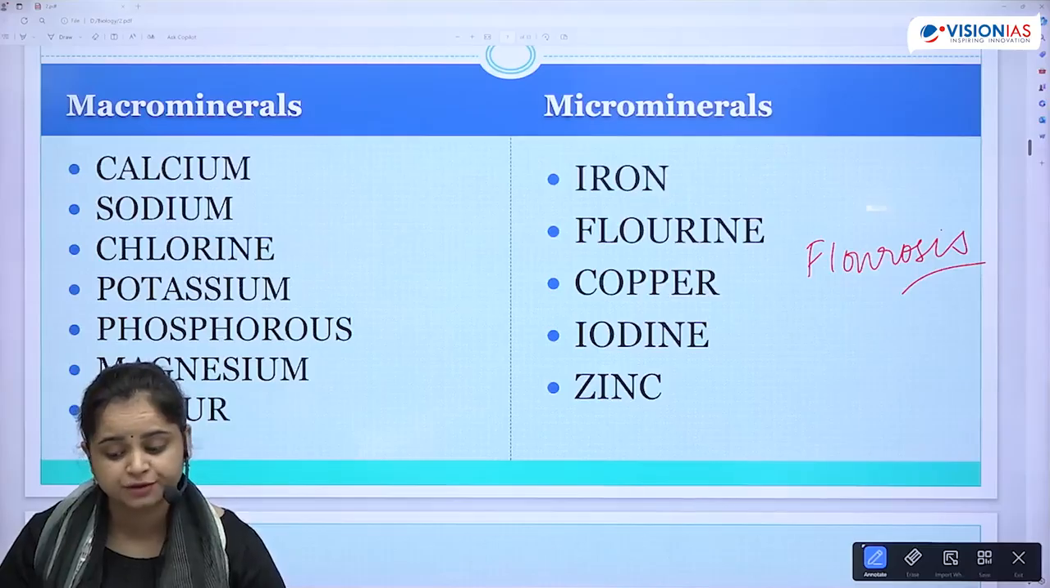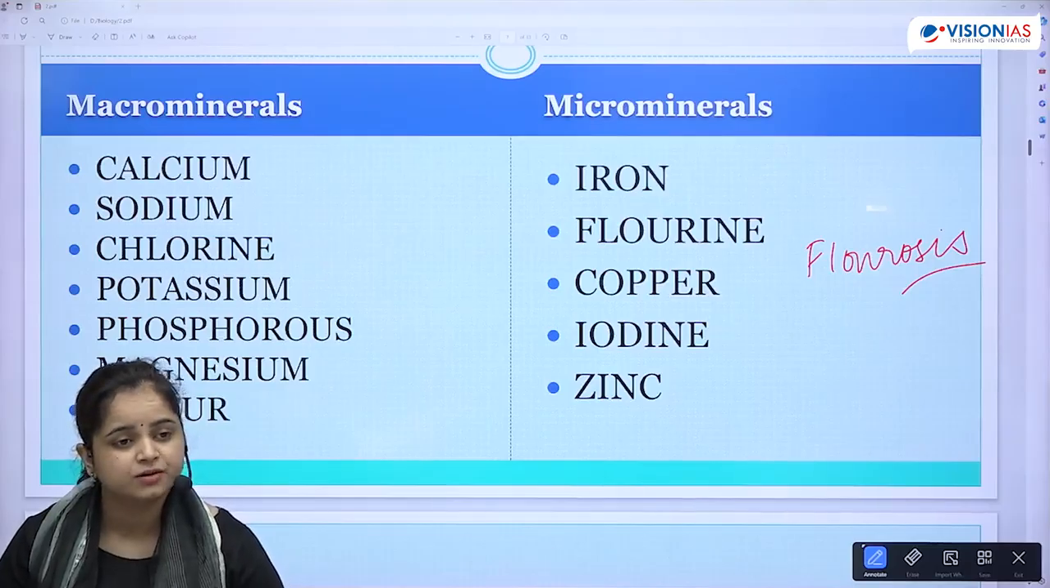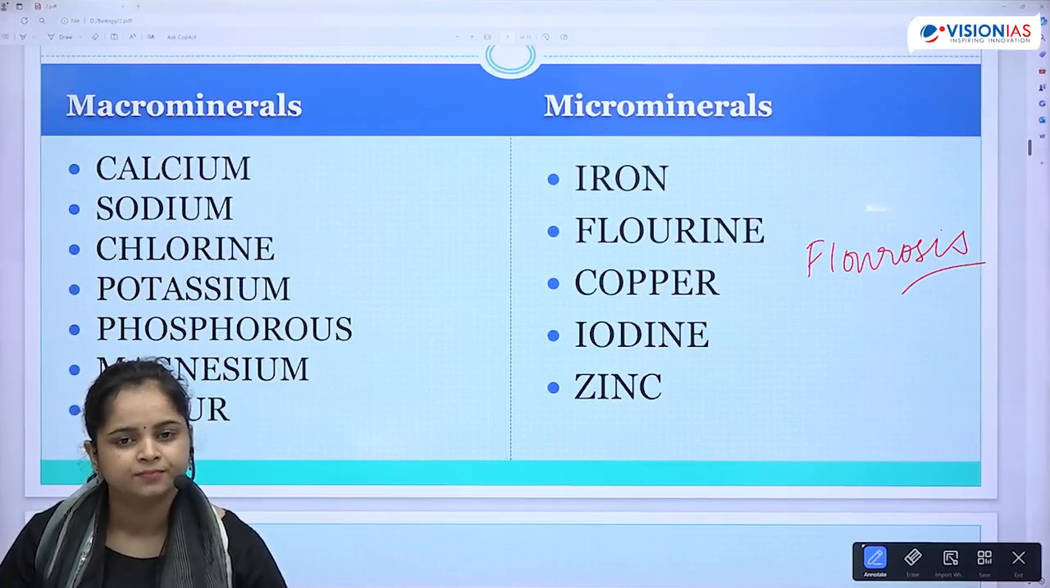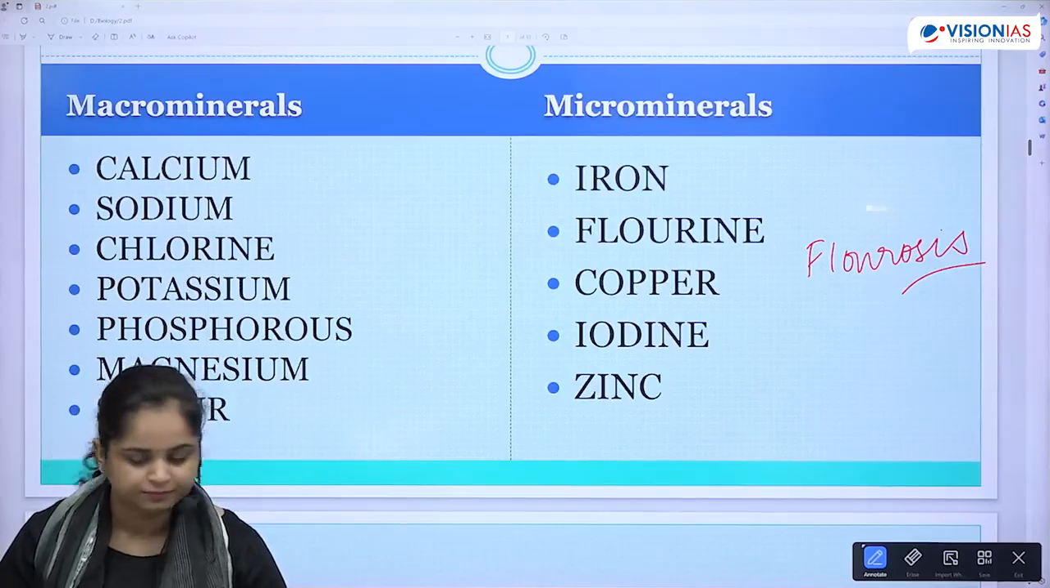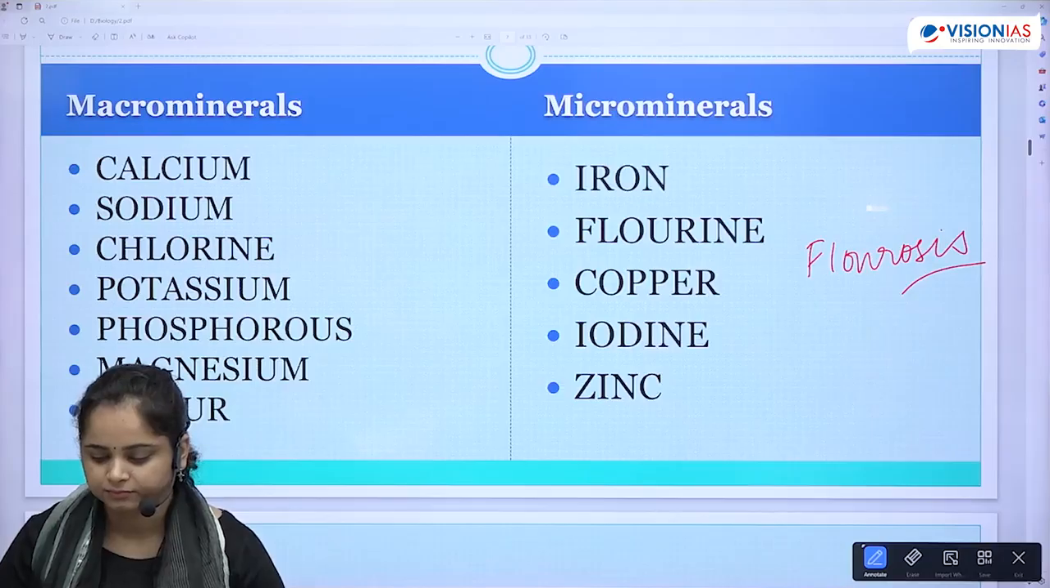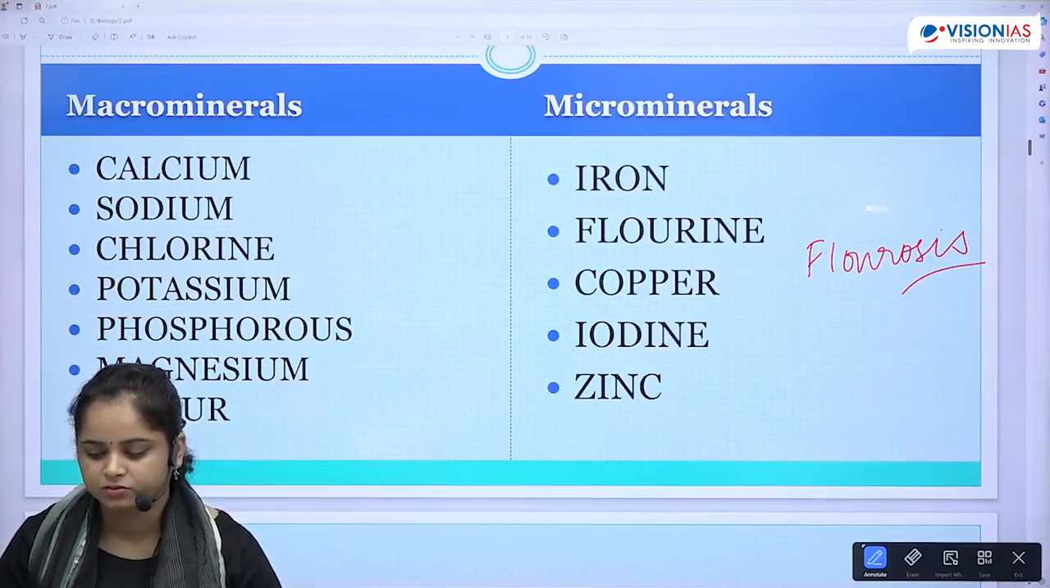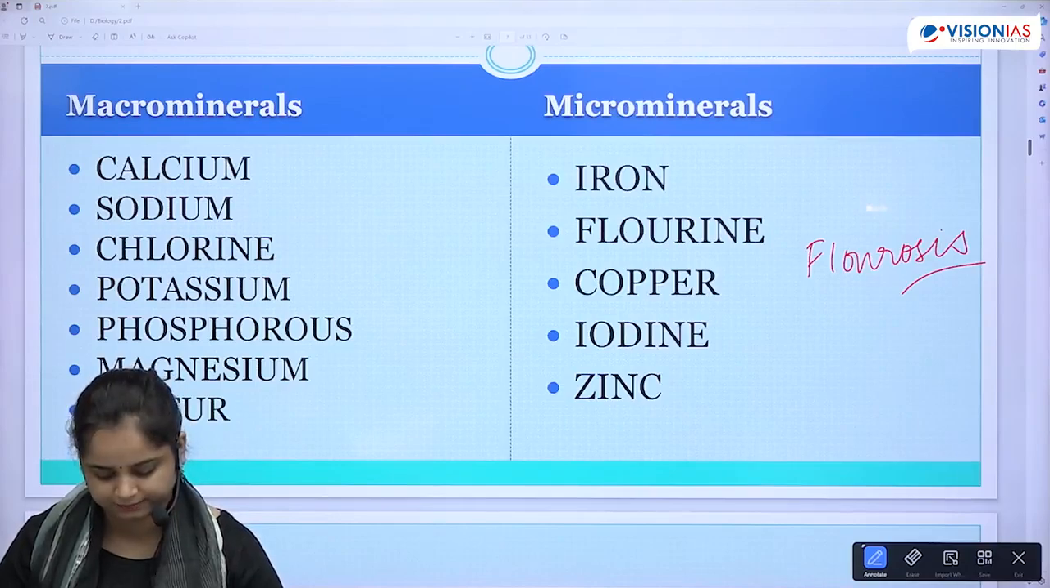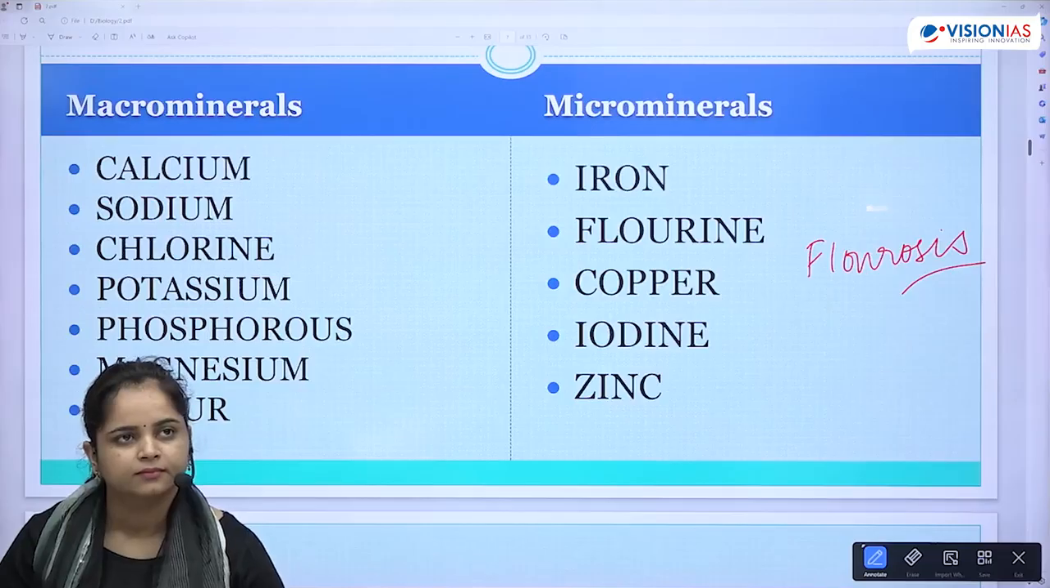Sources: fish, beans. And its deficiency can lead to diarrhea.